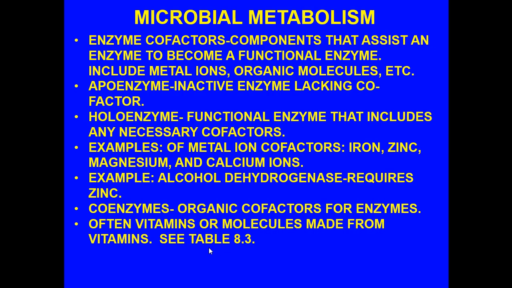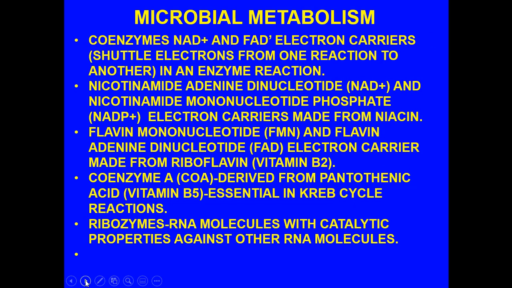Now, there are other types of helpers or cofactors. They're classified as coenzymes. These are organic cofactors for enzymes, so they contain some form of carbon. They may be a very simple molecule or very complex. For example, many coenzymes include vitamins or molecules made from vitamins. And we'll get into that in a chart you'll see in a minute. Now, coenzymes NAD plus and FAD are electron carriers. They shuttle electrons from one reaction to another, okay?